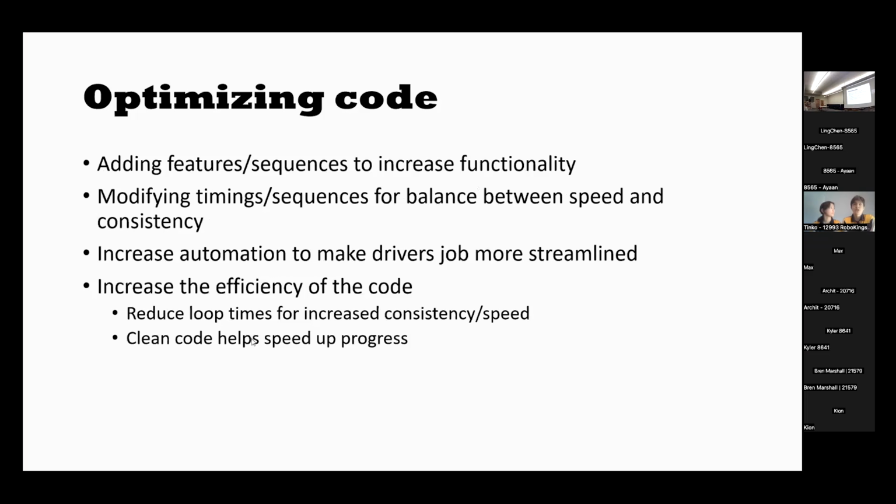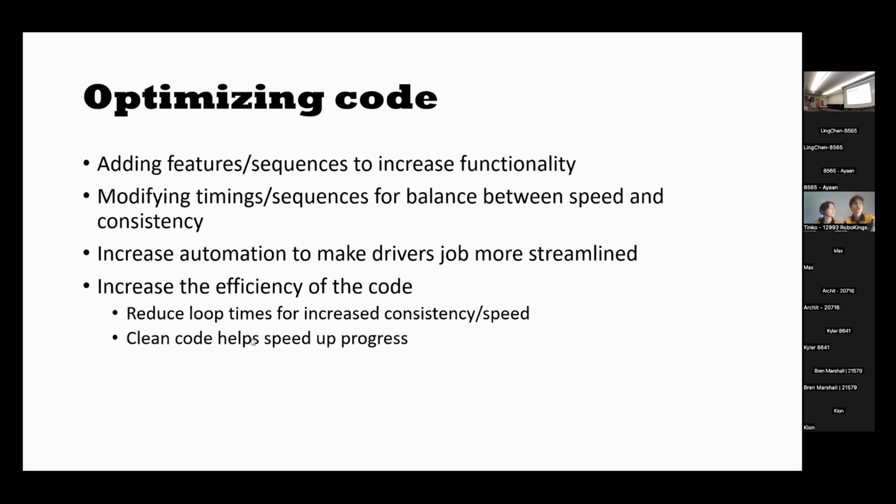When you're tuning something, basically what you're trying to do, this is in autonomous as well, is change timings or sequences or actions to find a balance between speed and consistency. So obviously you can make an autonomous super fast, you can make a transfer super fast, but if it's not going to be consistent, then what's the point of it? So it's just finding that balance.